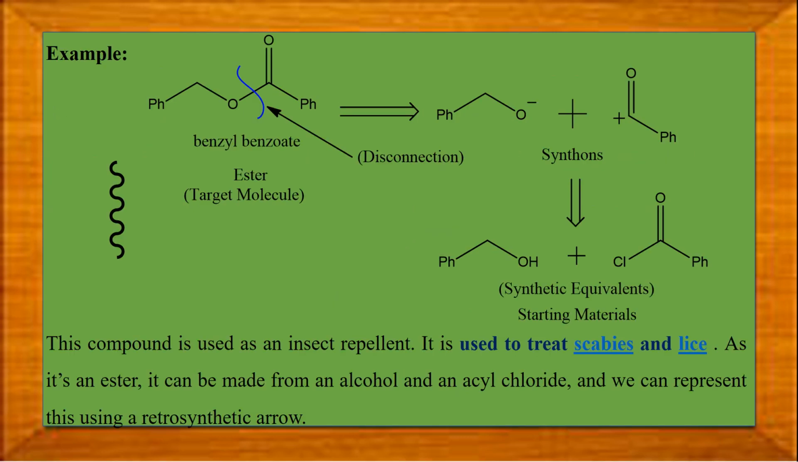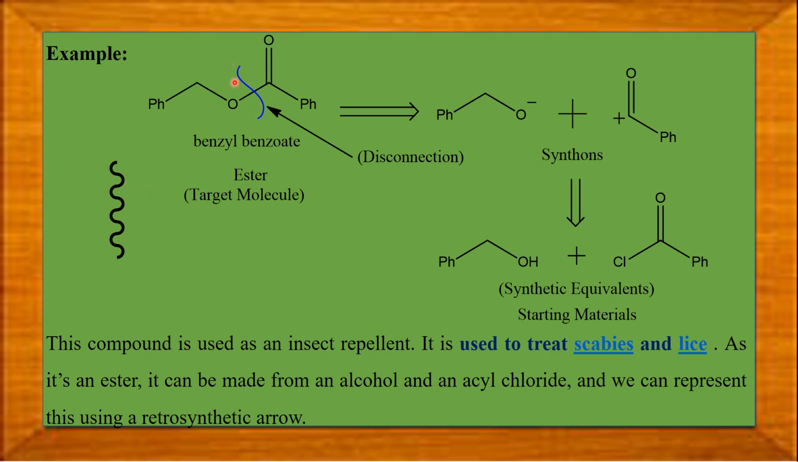Here is an example for a retrosynthetic reaction. I have given a molecule, benzyl benzoate. It is used to treat scabies and lice. This target molecule we are disconnecting here. Always remember, when there is a carbon chain containing a heteroatom, we can do the disconnection next to the heteroatom. So in this molecule I have shown the disconnection. You can show the disconnection with this symbol or with a zigzag line like this.